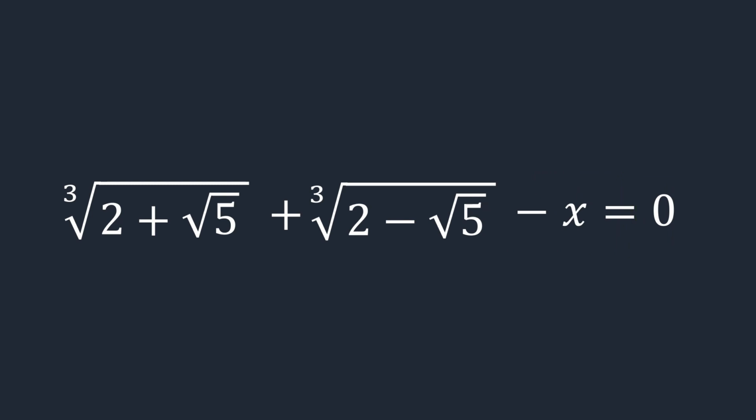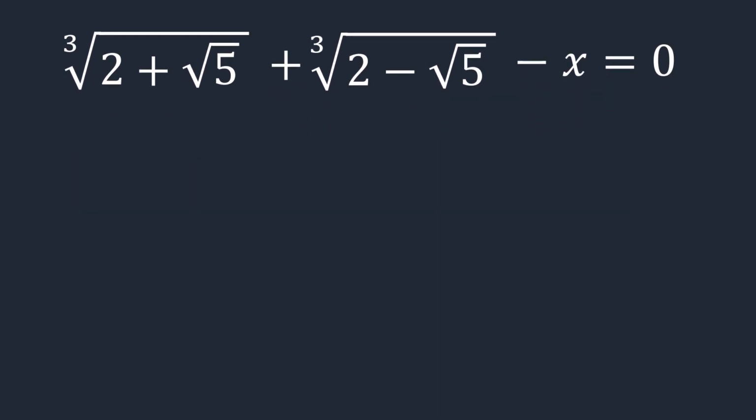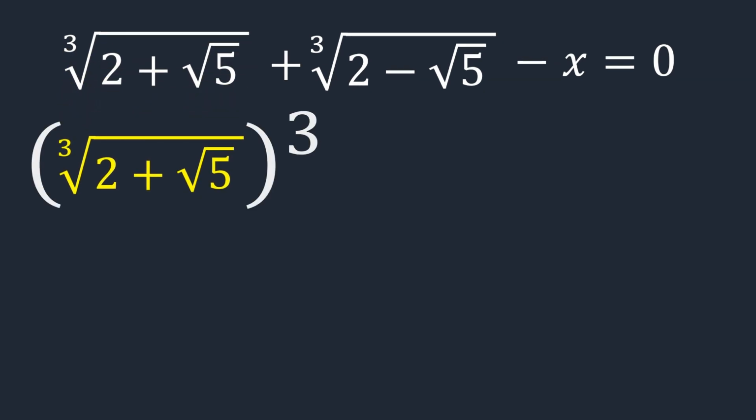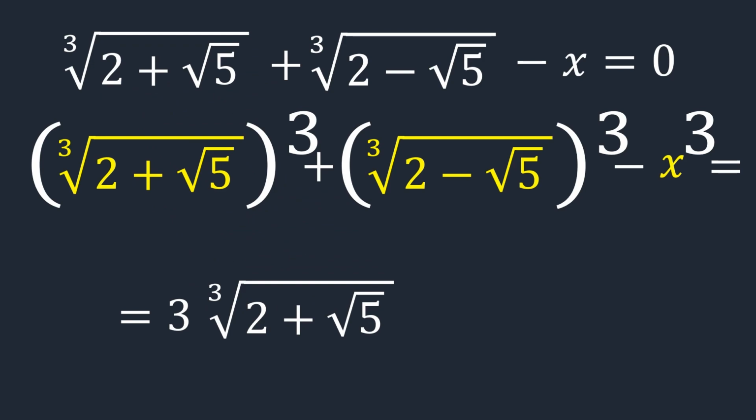In our property, on the left-hand side, we had the sum of cubes of three numbers. So let's write the sum of cubes of these three numbers: the cube of the first number plus the cube of the second number plus the cube of the third number. Here, note that the third number is negative x, not just x. That's why in front of the third number, we have a negative sign. So the sum of these three cubes is going to be equal to 3 times the first number times the second number times the third number, which is negative x.